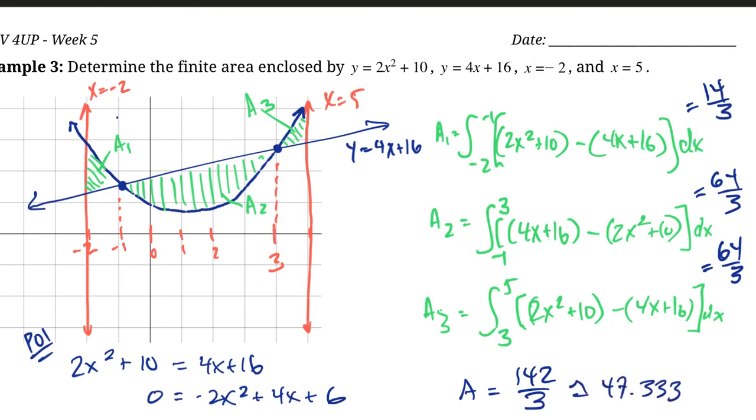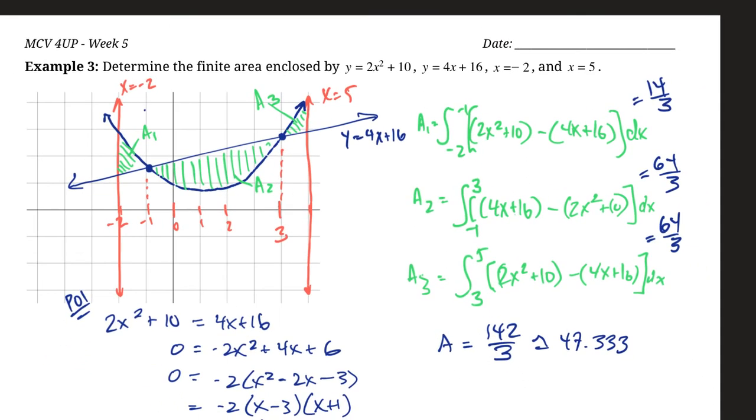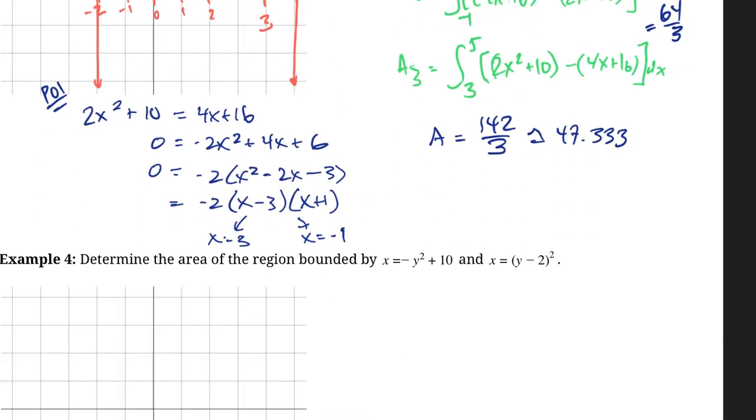47.333. Okay? So when the lines cross, we have to be careful to include them as separate integrals because we don't want to end up subtracting our numbers. If we didn't do that, we'd end up doing this minus this plus this, which isn't what we want. We want to add up the three areas, right? Okay, then we have our last question here.